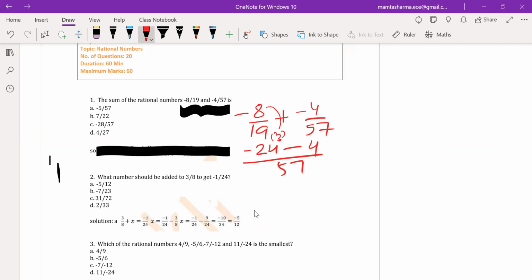Then 24 minus 4 is 20. Just put the minus sign. Minus 20 by 57 is the answer. Ma'am, is it correct? Yes, it's C, ma'am. It is C. Okay.